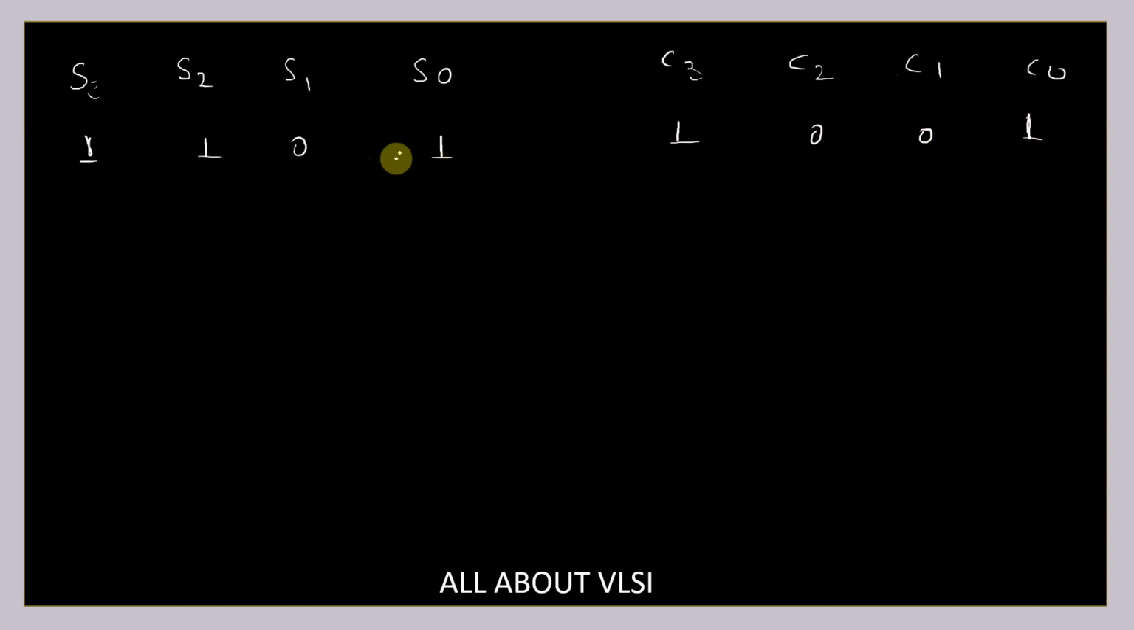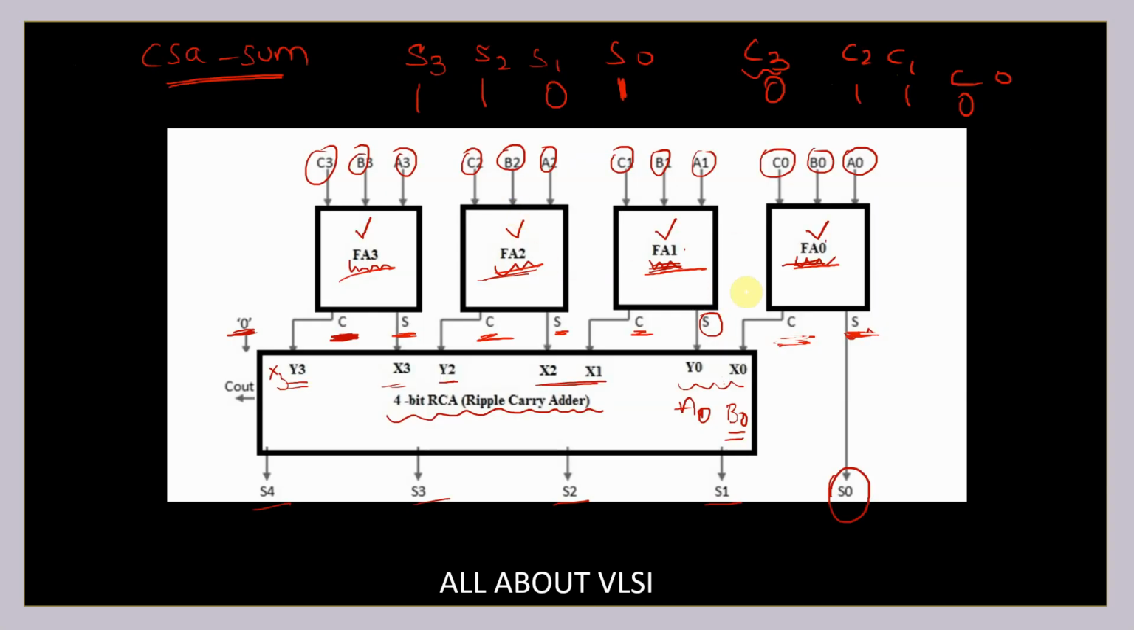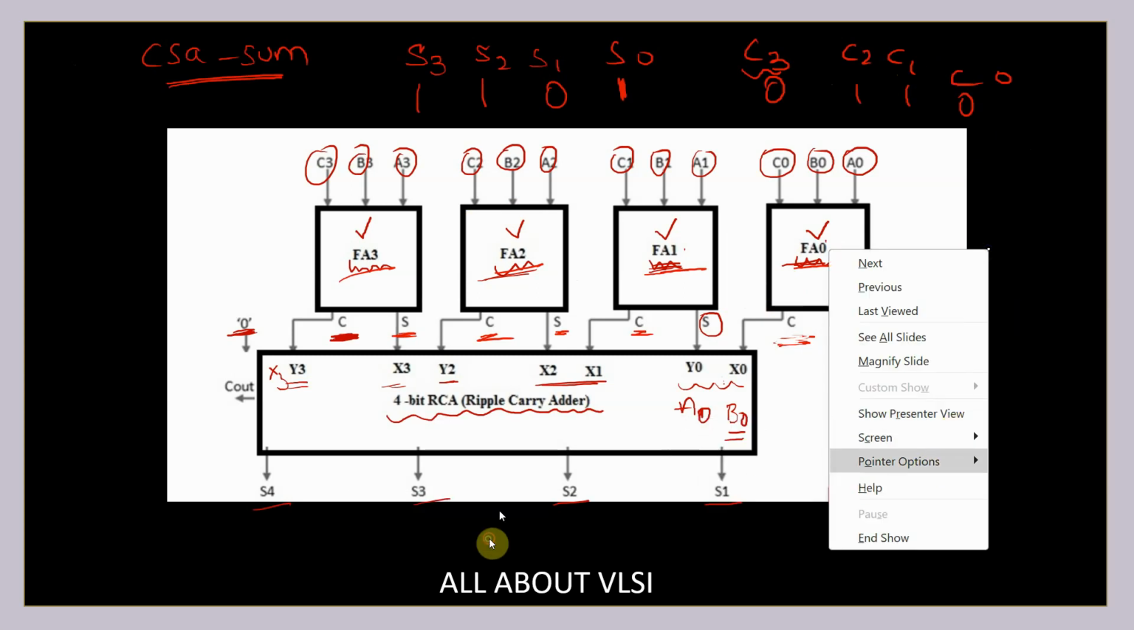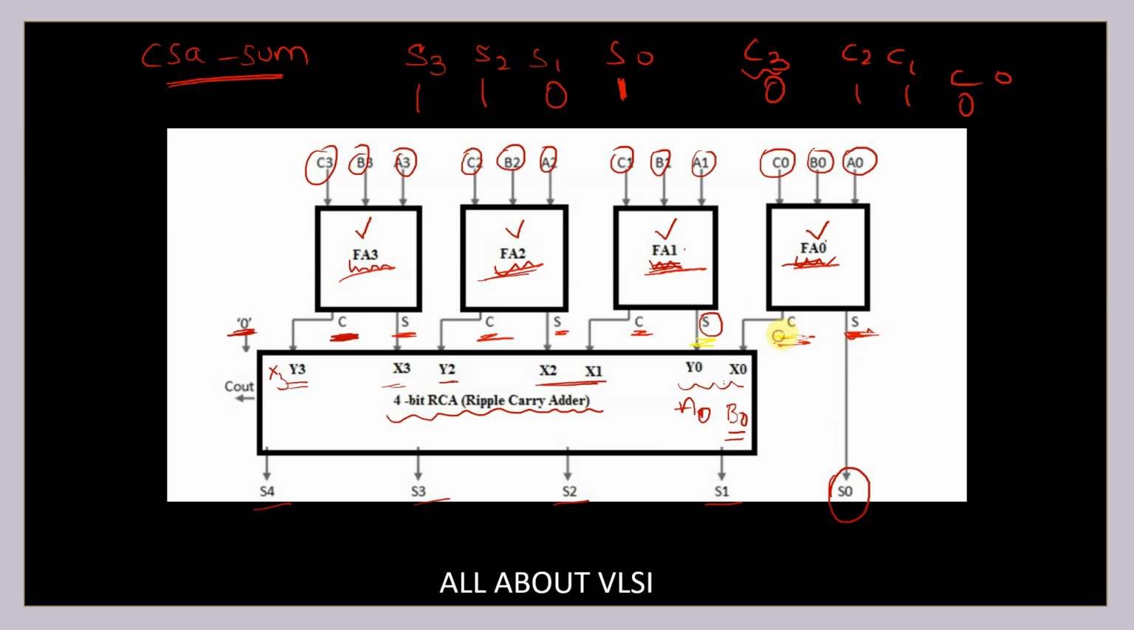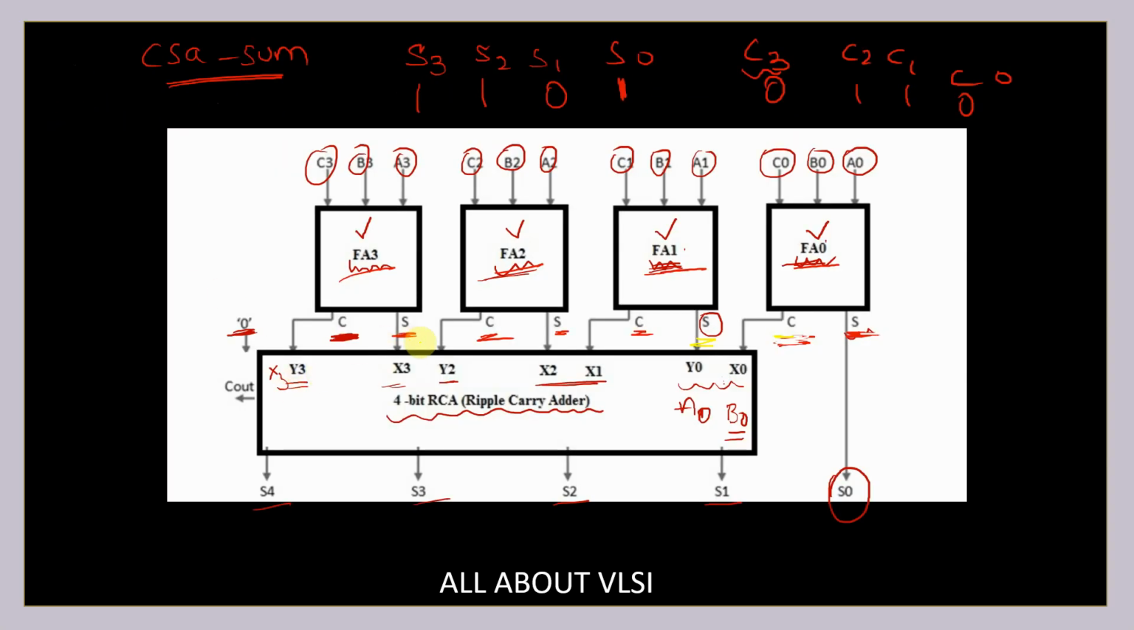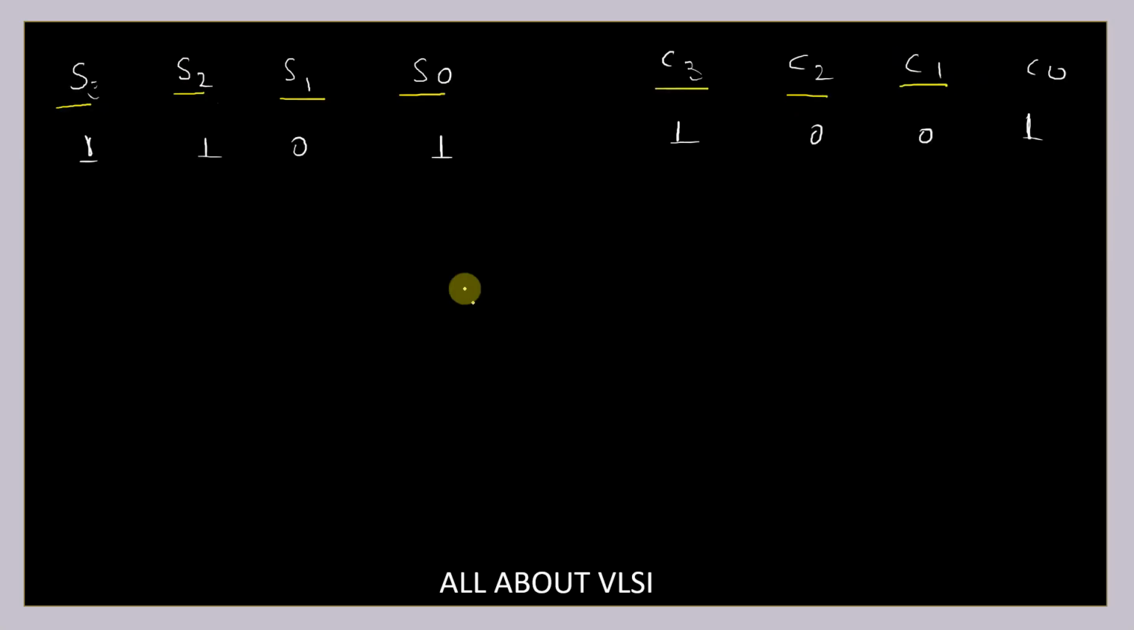Now what I need to do is add this sum and carry. But carefully, if we observe this block diagram, we are adding the second stage sum with the first stage carry. So that means we need to add S0 with C1, S1 with C2, and S2 with C3. And this sum is basically added with the second last stage carry. So S0 is added with C1, S1 is added with C2.